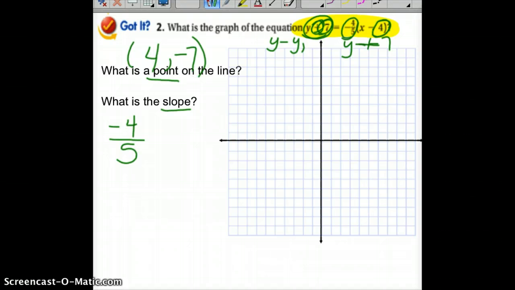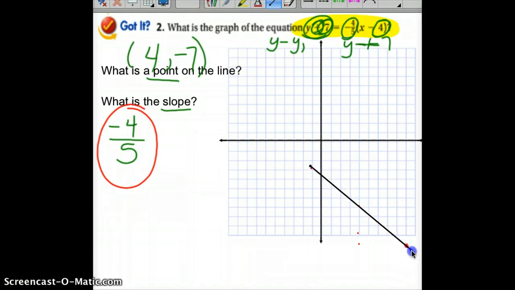Let's graph. Point is 4, negative 7: over 4, down 1, 2, 3, 4, 5, 6, 7. And our slope is down 4 over 5. Now, I might go off the graph. 1, 2, 3, 4 down, over 1, 2, 3, 4, 5. About there. I can add another point by going up 4 to the left 5. Then if I connect that with a line, I have my graph of a point slope form equation.